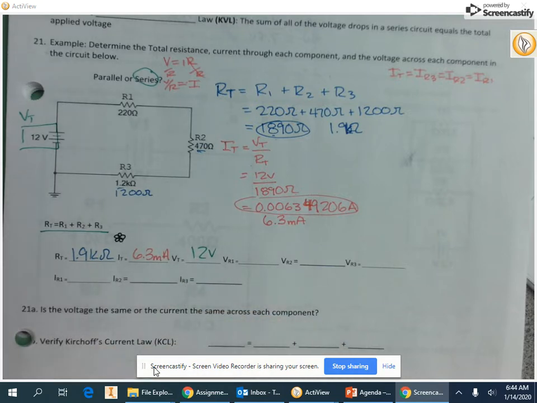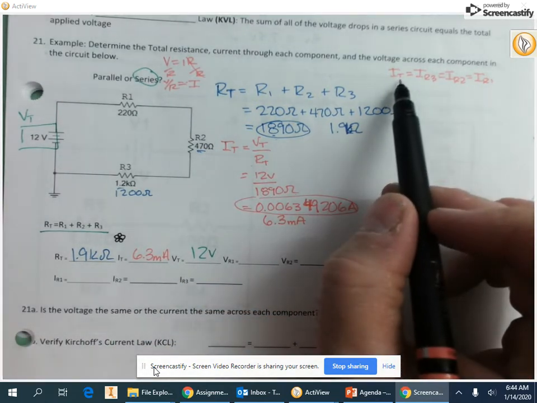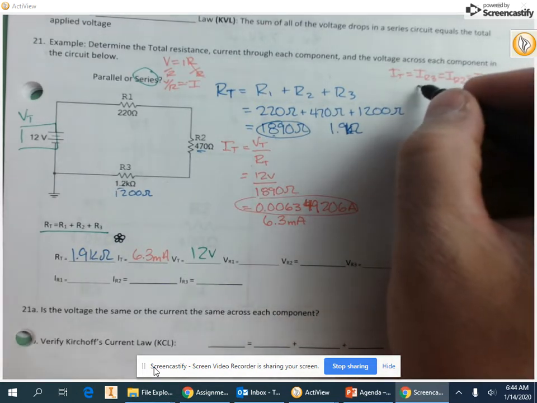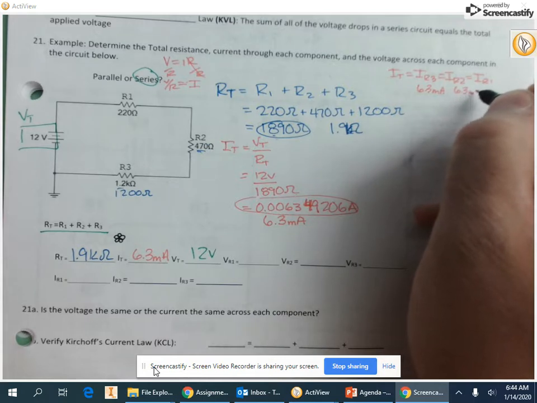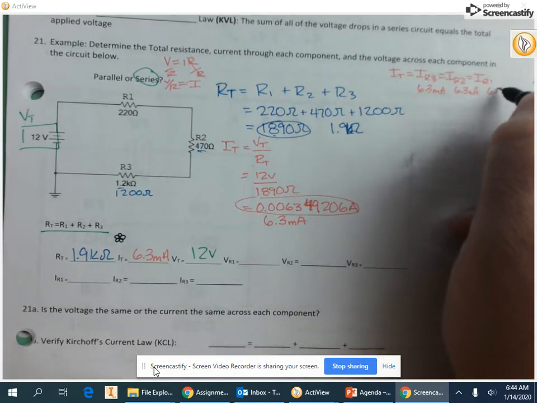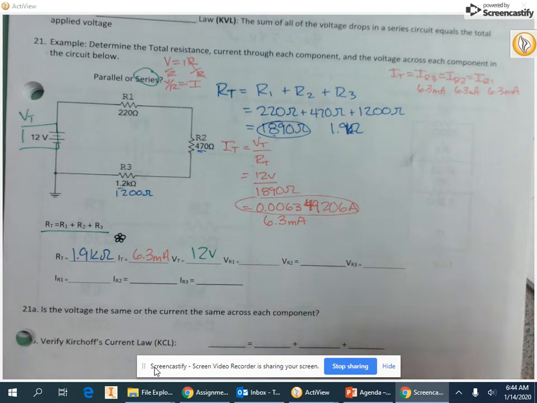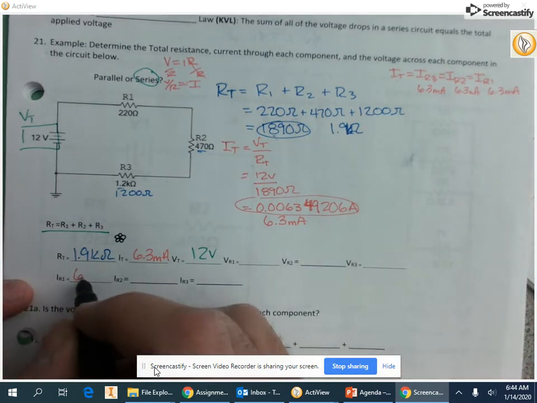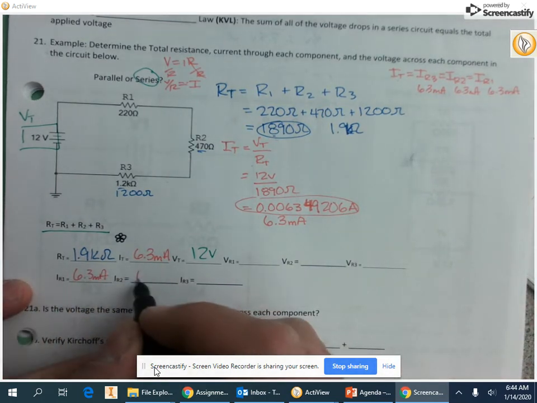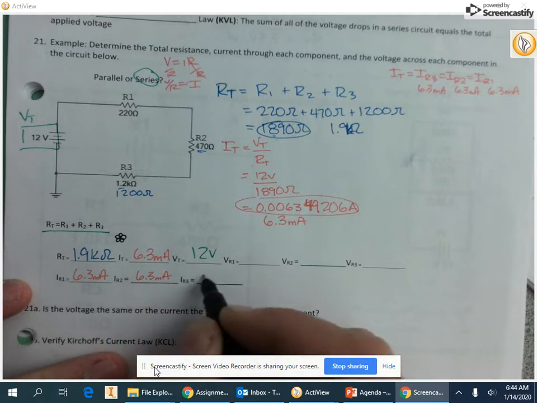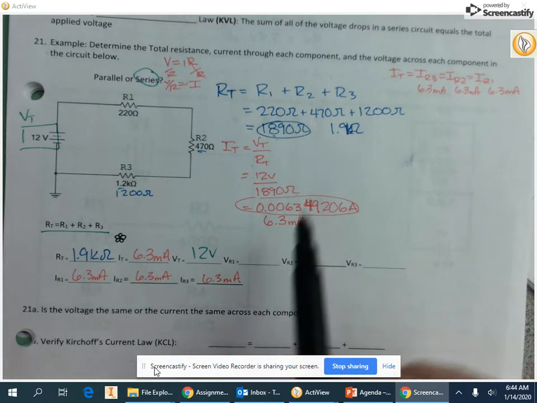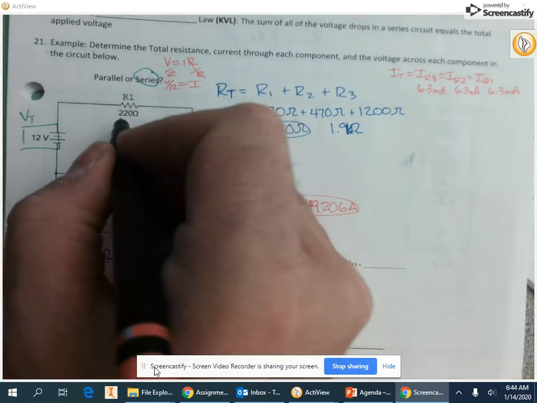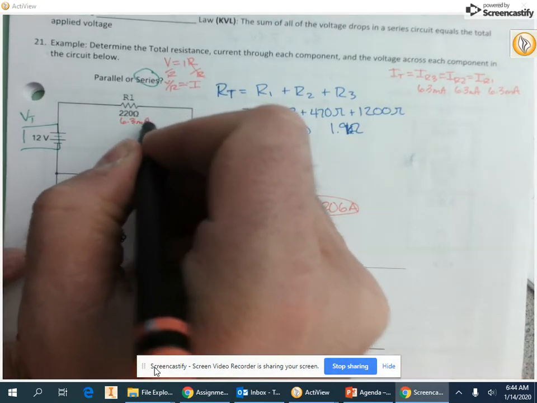Now the beautiful thing is, because the total is 6.3 milliamps, I know that IR3 is 6.3 milliamps, IR2 is 6.3 milliamps, and IR1 is 6.3 milliamps, but only in a series circuit. That wouldn't work in a parallel circuit. Finally, we have to solve for the voltages, and up here I have 6.3 milliamps at each of these places.